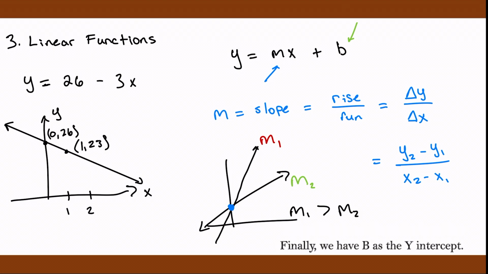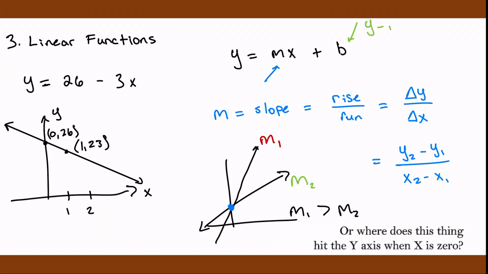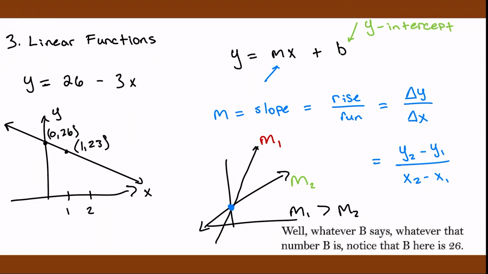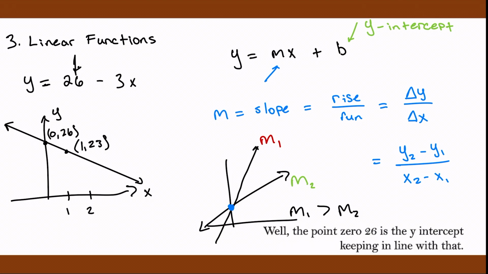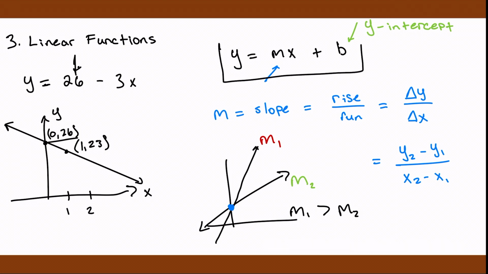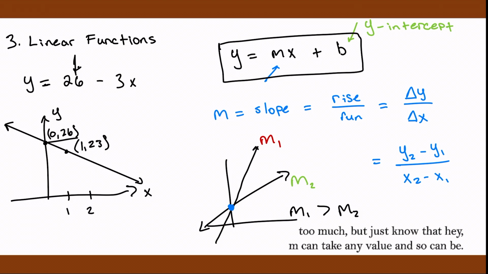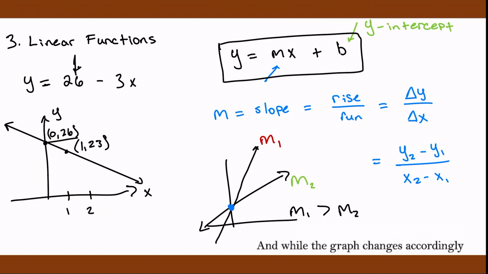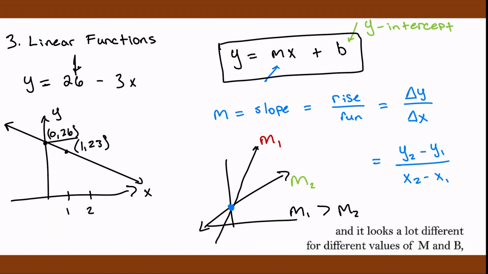Finally, we have b as the y-intercept, or where does this thing hit the y-axis when x is 0? Well, whatever that number b is, notice that b here is 26. Well, the point 0, 26 is the y-intercept. We call this a linear family of functions, this kind of general equation here. You don't need to worry about it too much, but just know that m can take any value, and so can b, and the graph changes accordingly. And you definitely need to know the equations here for m.